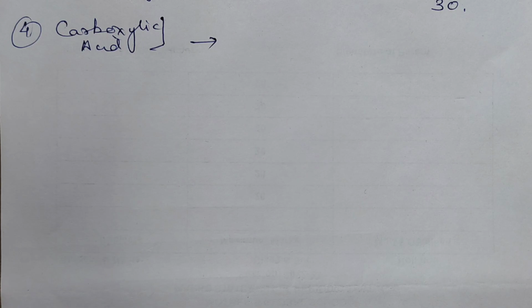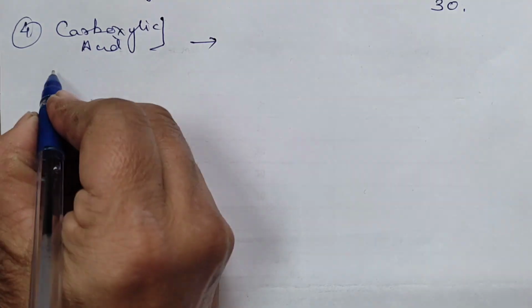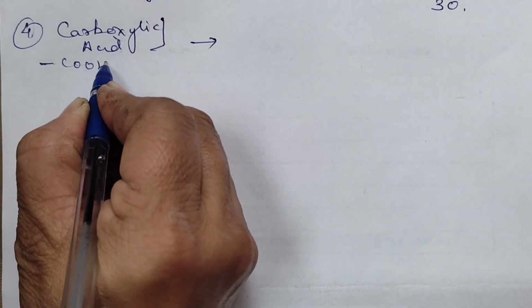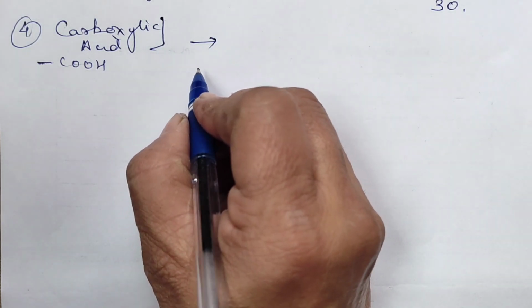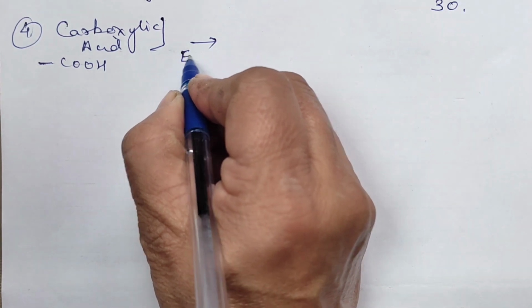The next functional group is carboxylic acid. Carboxylic acid is COOH. Now how you perform for this is, again there are two tests for this. One is the ester test, which I already told you.